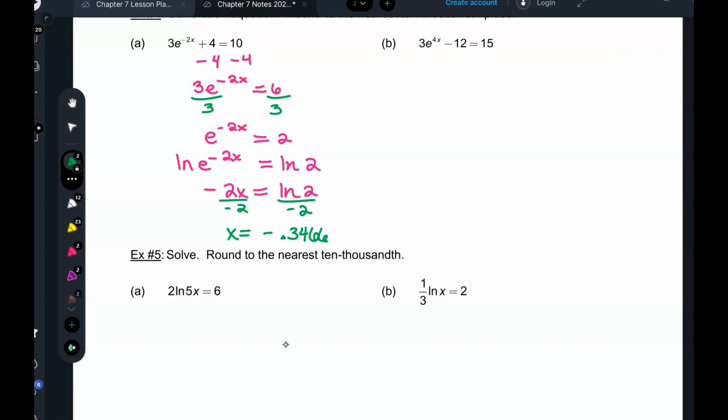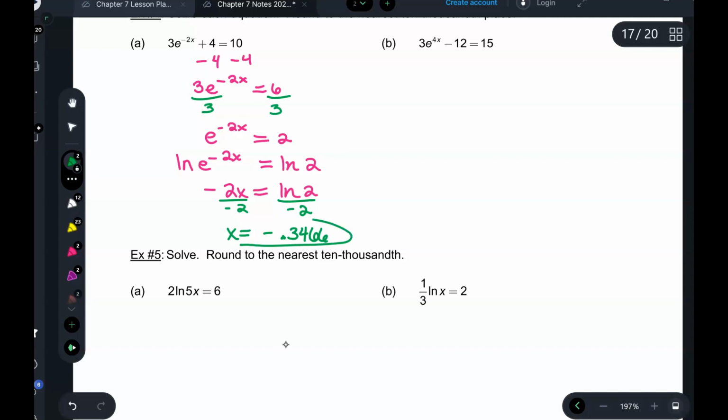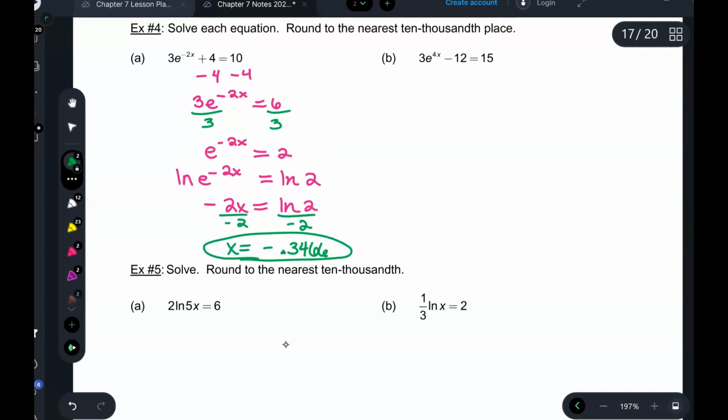Yeah, so don't try to cancel the 2 and the negative 2. All right, we have to do the natural log and then divide it by negative 2. Okay.